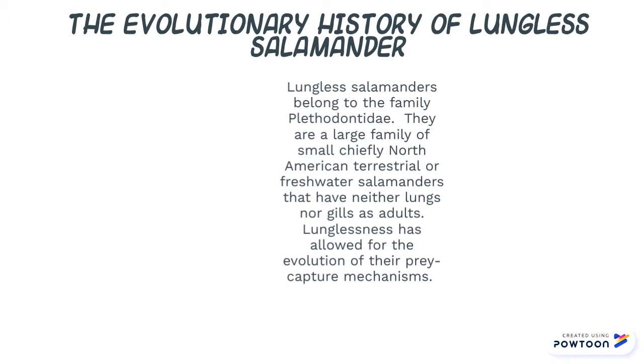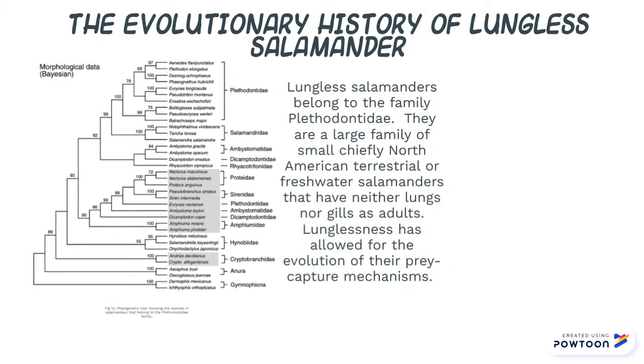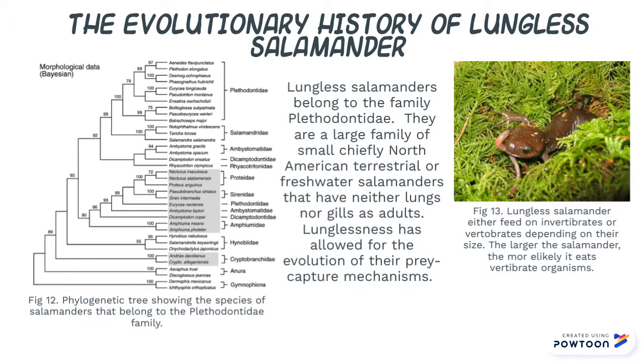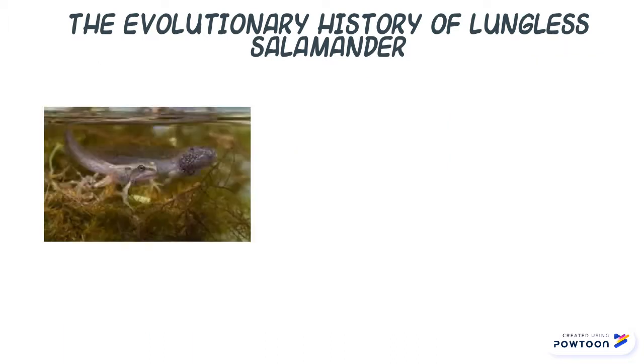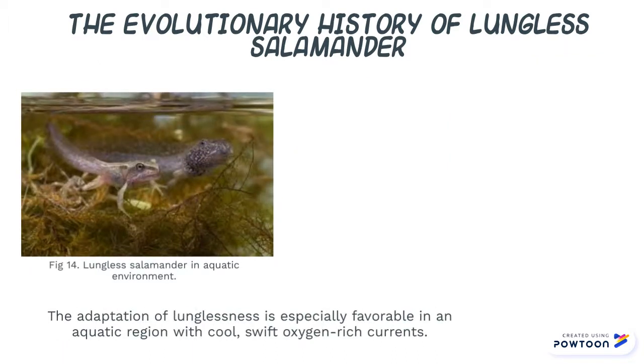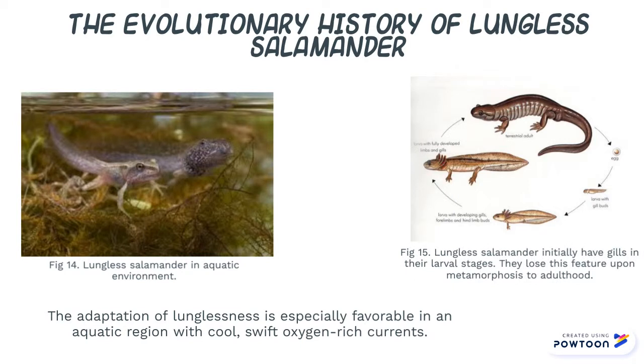Lungless salamanders can live in terrestrial or freshwater environments. They have neither lungs nor gills as adults. Lunglessness has allowed for the evolution of their prey capture mechanisms. The adaptation of lunglessness is especially favorable in an aquatic region with cool, swift, oxygen-rich currents.